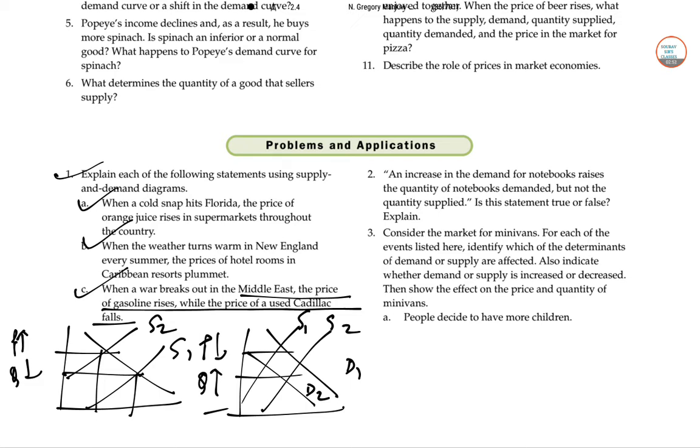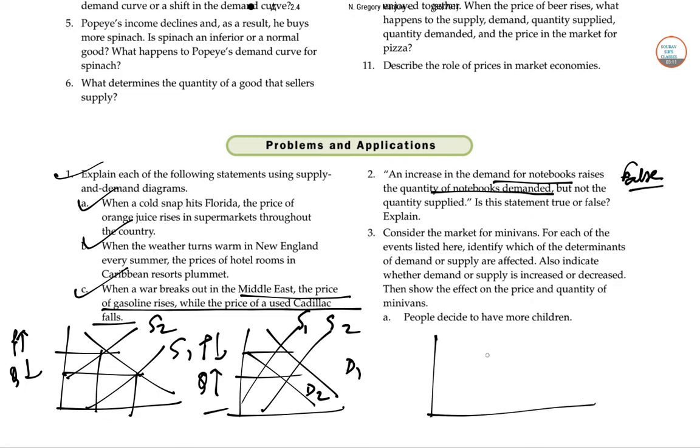Next, an increase in the demand for notebooks raises the quantity of notebooks demanded, but not the quantity supplied. Is the statement true or false? The statement, in general, is a false statement. Now let me explain why.